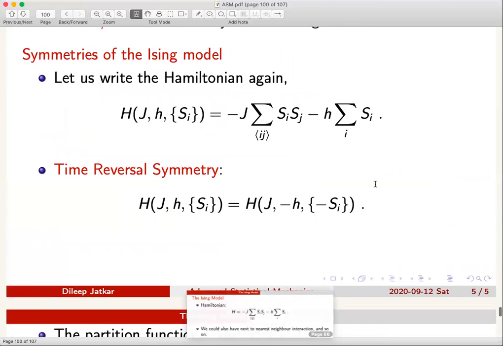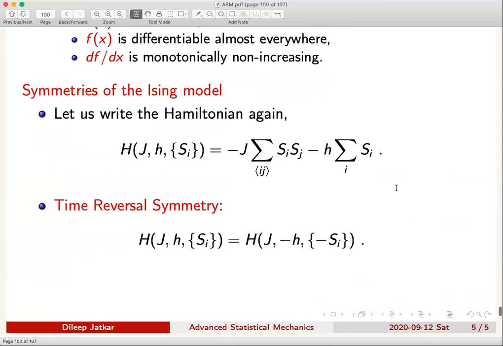Why is the magnetic field changing sign? The magnetic field is an external stimulus, so you can change the direction of the magnetic field. So I'm saying that if I change the external magnetic field direction, but simultaneously relabel my spins to be minus their own values, then the Hamiltonian remains invariant. But why are we calling this time reversal then? Because under time reversal, the magnetic field flips sign. That's why it is called time reversal symmetry.